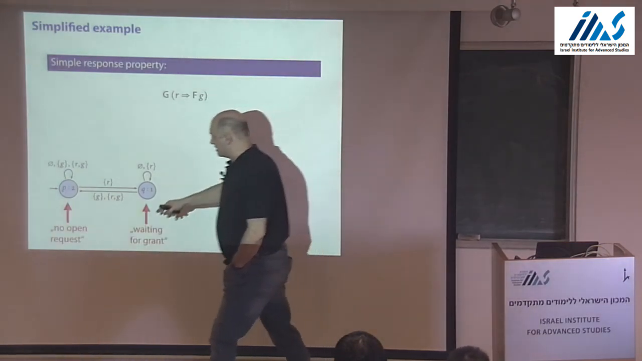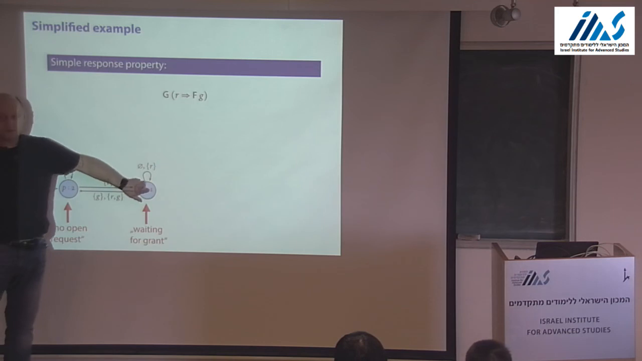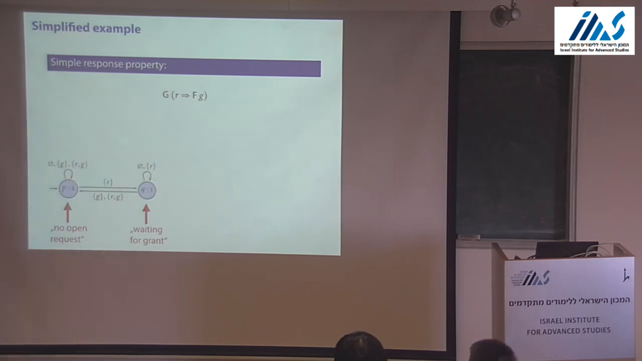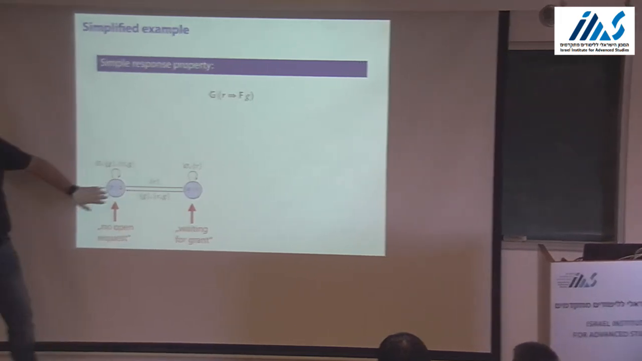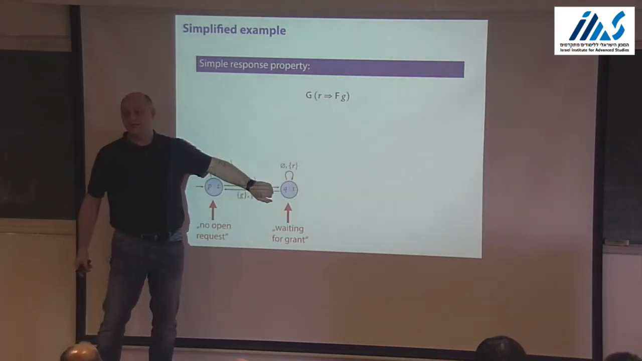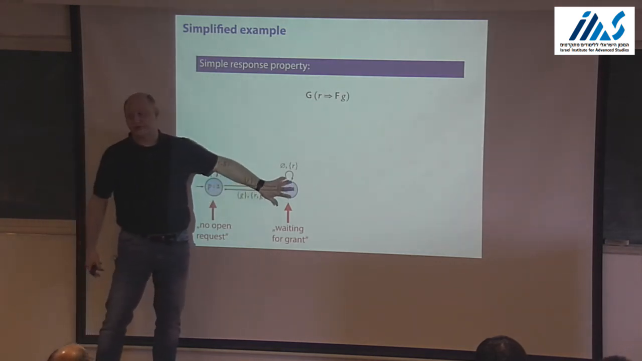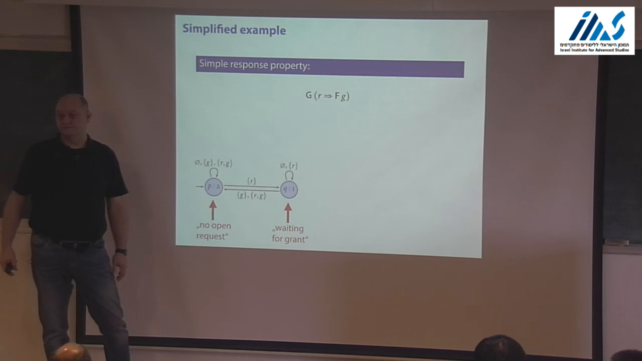I need two states. The left state says that, well, there is no open request right now, right? So nothing to worry about. The right state says, I've seen a request, but not yet a grant. So I'll wait here until I actually see the grant. So this state gets color 2. So if I visit this one infinitely often, then I'll accept. This one has color 1. So if I ever get stuck here waiting, having seen a request but not yet a grant, and if this takes forever, then I will reject.